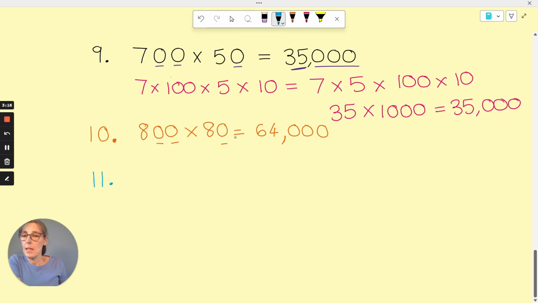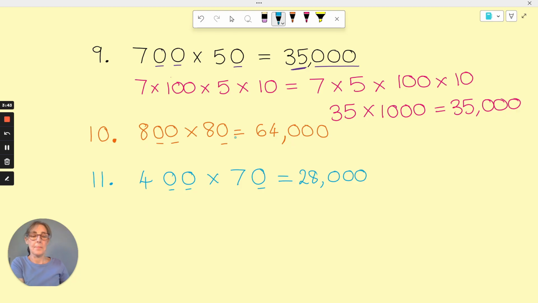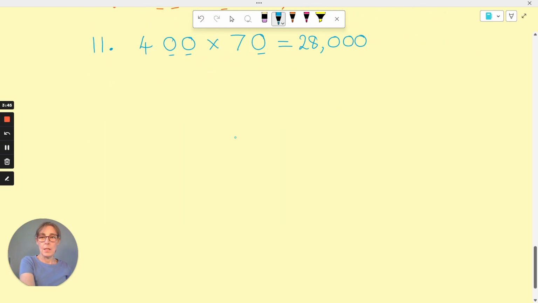I've got space here. Number 11. 400 times 70. Is that the last one? Yeah, that's the last one like this. So 400 multiplied by 70. We've got 1, 2, 3 zeros. So it's 100 times 10 is 1,000. And then 4 times 7 is 28. We've got 28,000.